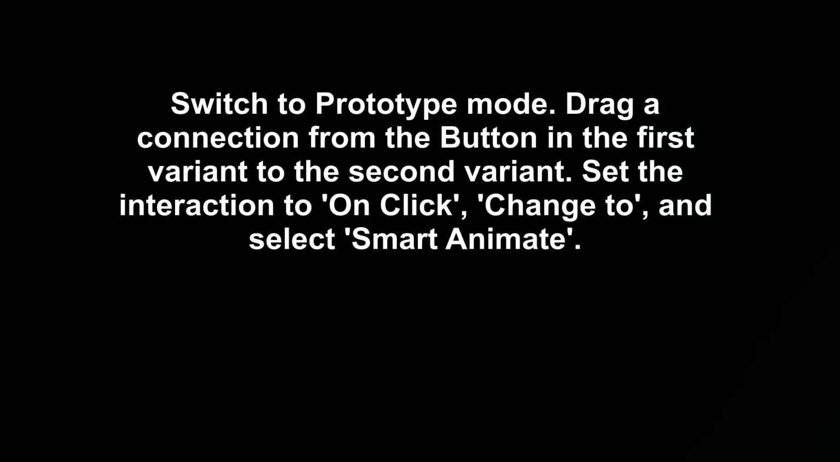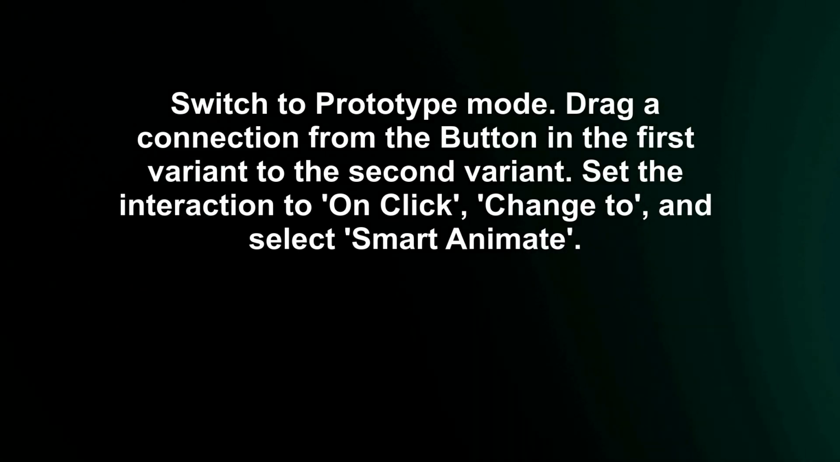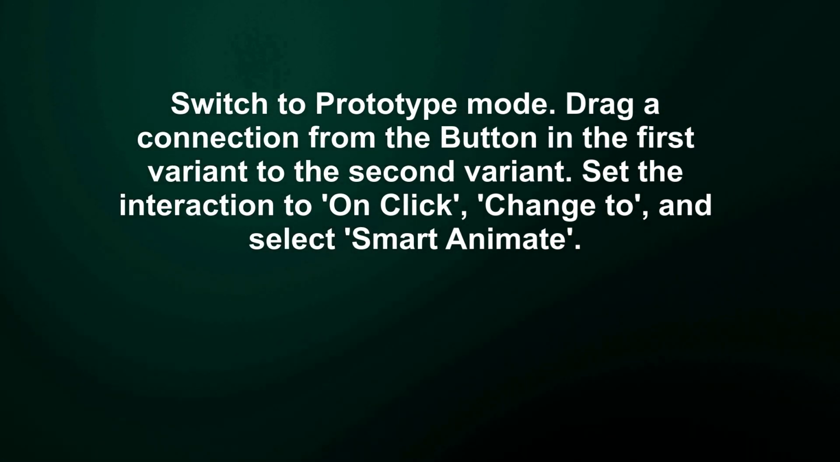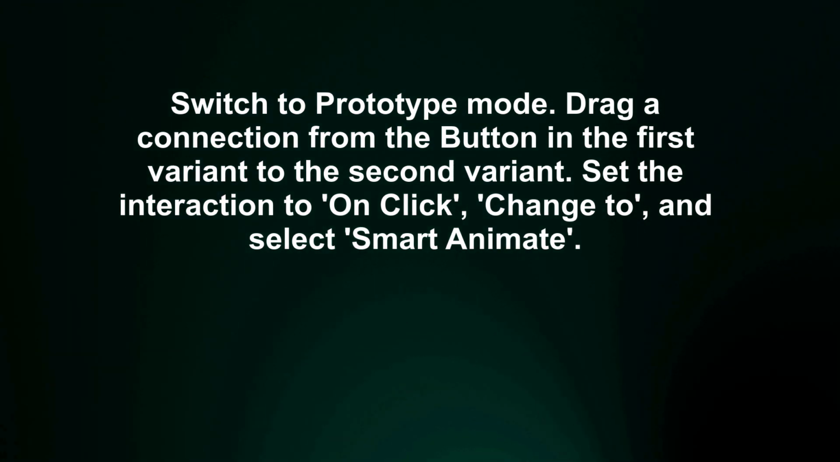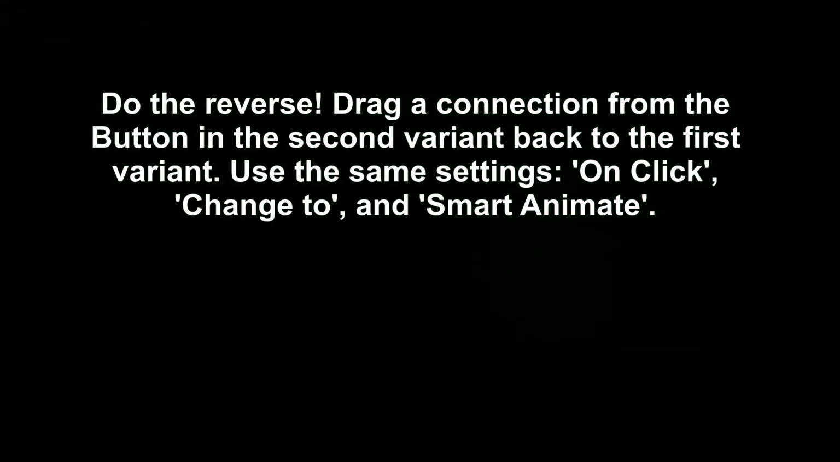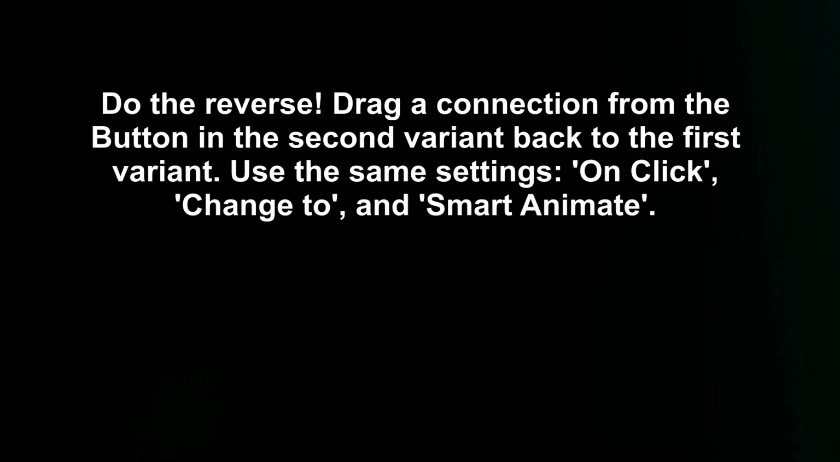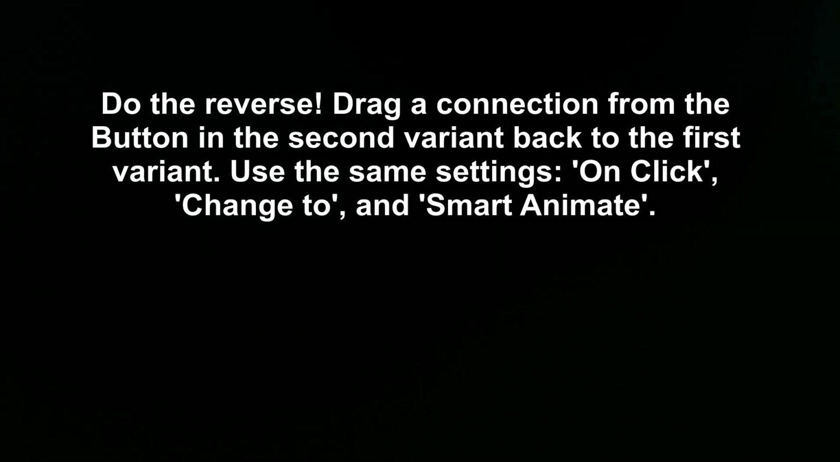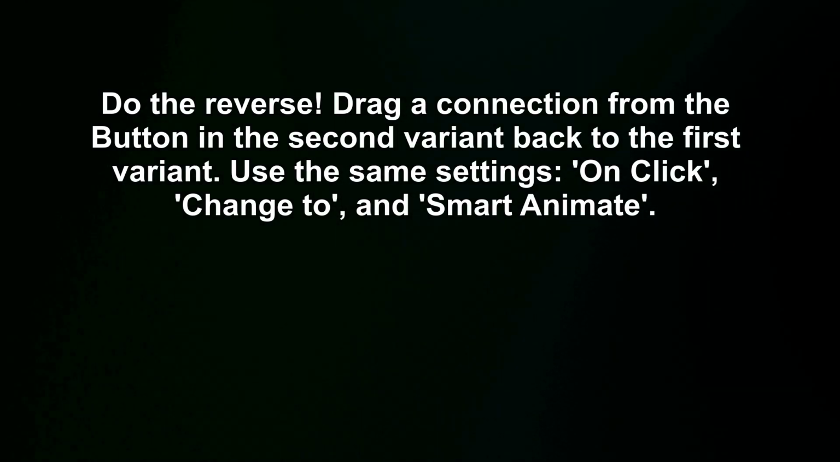Switch to prototype mode. Drag a connection from the button in the first variant to the second variant. Set the interaction to on click, change to, and select Smart Animate. Do the reverse, drag a connection from the button in the second variant back to the first variant. Use the same settings, on click, change to, and Smart Animate.